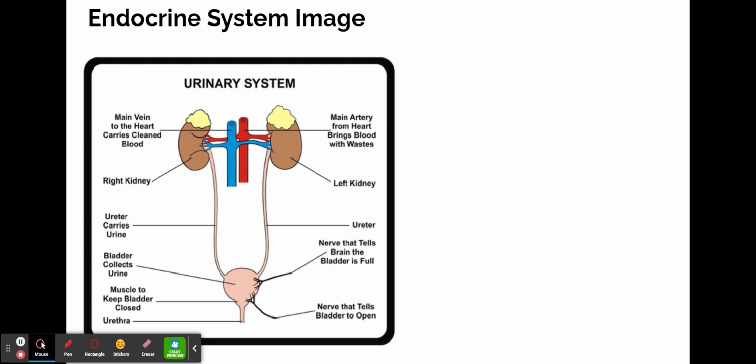The filtered waste and excess fluid travel through the ureters, which are slender tubes that connect the kidneys to the bladder. The bladder serves as a storage reservoir for urine. Whenever it fills to a certain capacity, it tells the brain through these nerves, as you can see in the drawing, which allows for voluntary control and allows us to initiate the act of urination through the urethra.